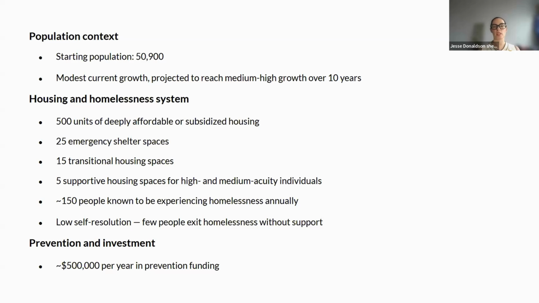There's also a low self-resolution rate. So there's not a lot of places to go, and we're assuming people won't have the resources to positively exit out of homelessness. They've also got, in my model, about $500,000 per year in prevention funding.